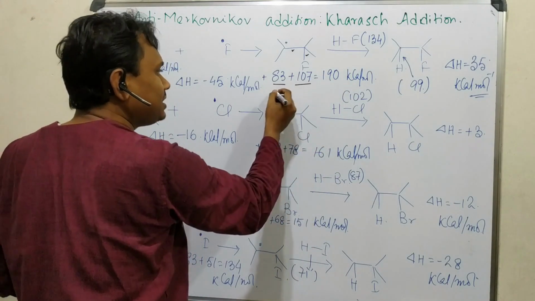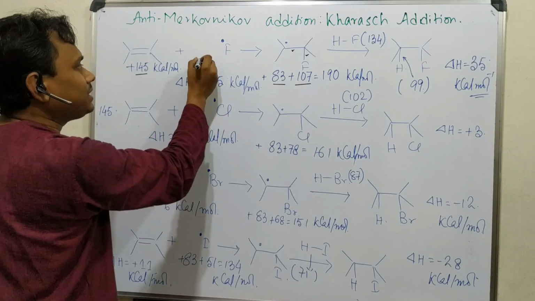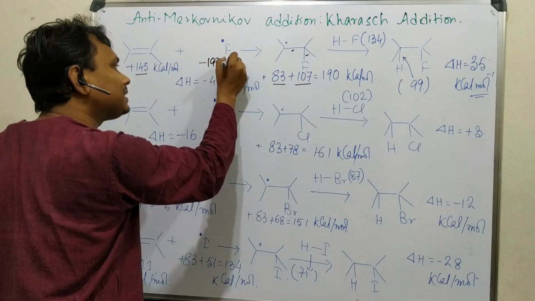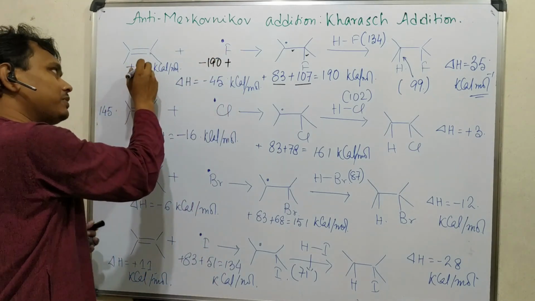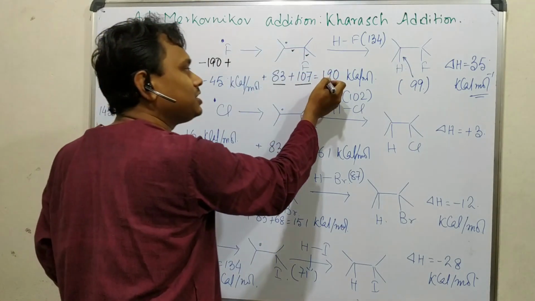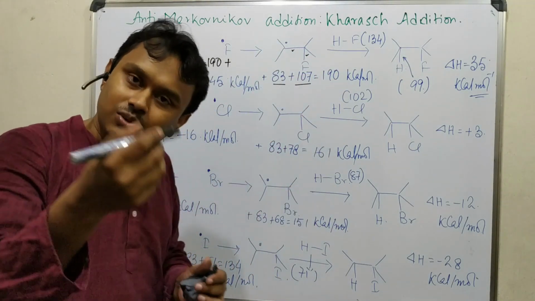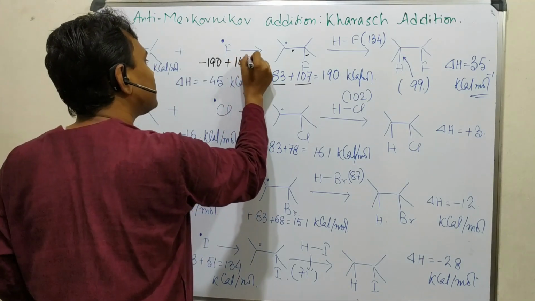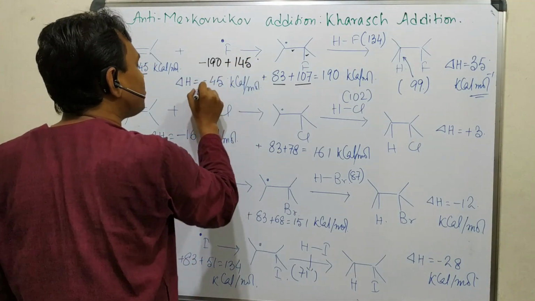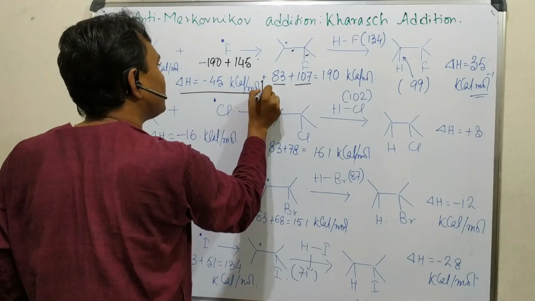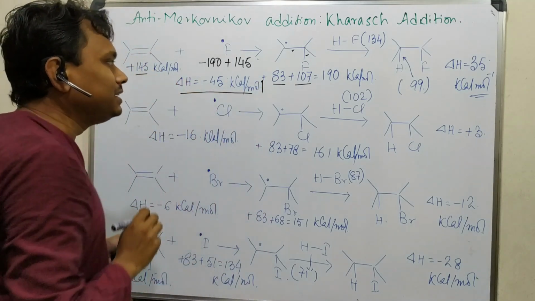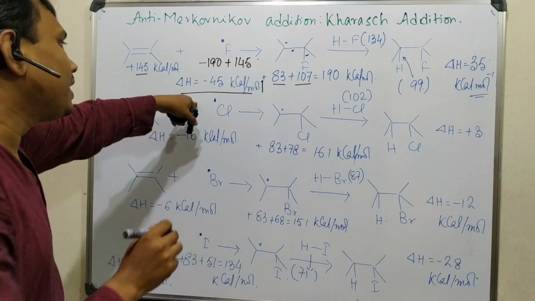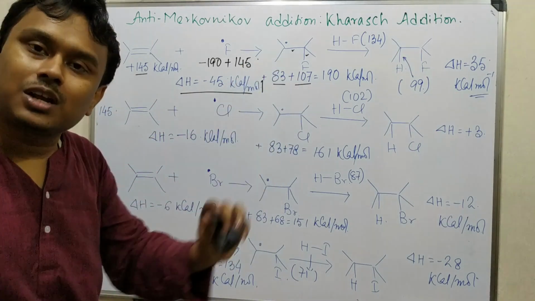So how is this calculated? Minus 190 plus this, because this much amount of energy we have given and ultimately this much amount is released, and released energy is considered as negative. That's why 145. So ultimately the product is minus 45 kilocalorie per mole. So this indicates that the first step is highly stabilized. Highly stabilized means exothermic process.